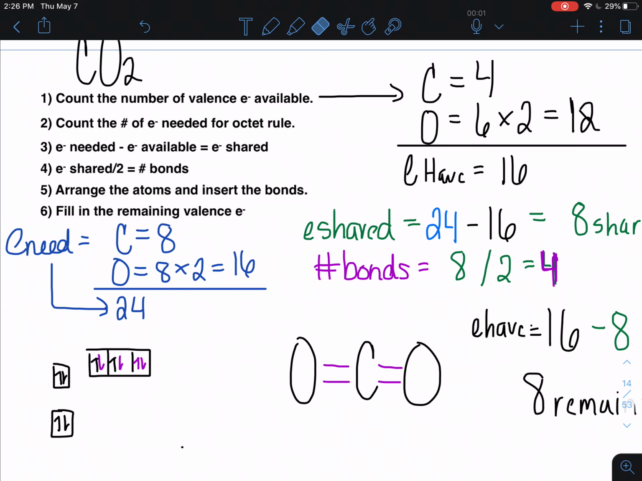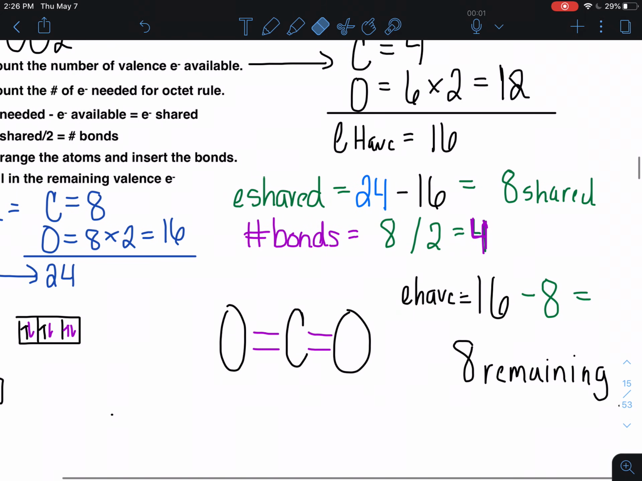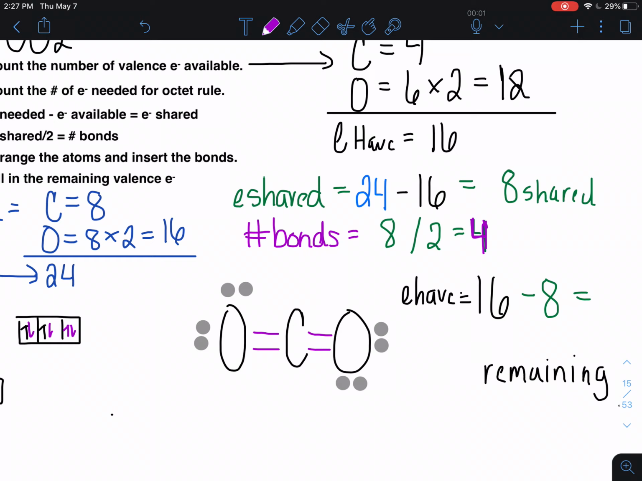So the 8 remaining electrons are going to go to each oxygen. Okay? Because each oxygen only has 4 electrons associated with it at this point. So I'm going to go in and put 1, 2, 3, 4, 1, 2, 3, 4. So I just placed 8 electrons in there. So now we have 0 remaining valence. All right. And this is the Lewis structure for CO2.